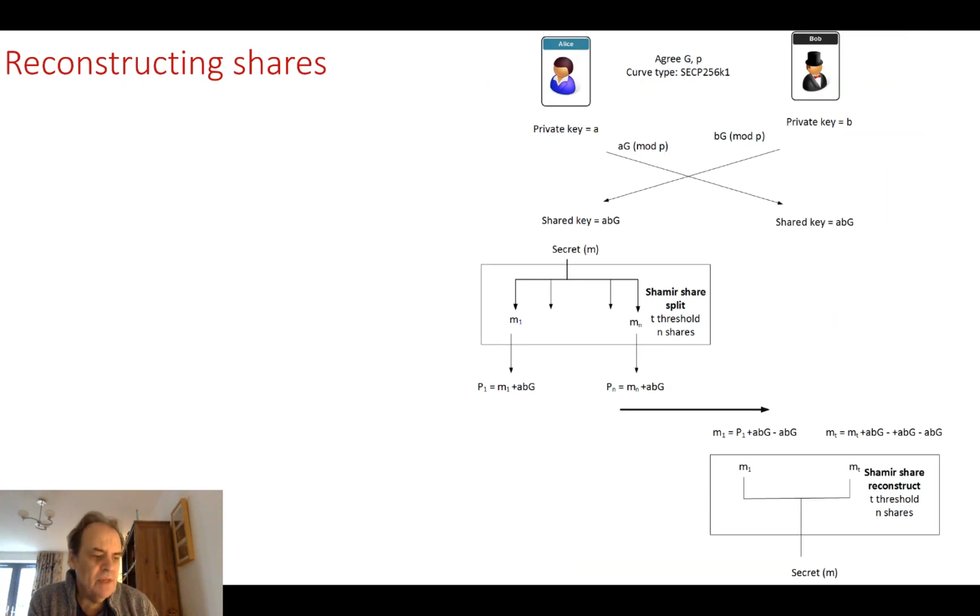So then Alice will send that over, or might store it within a cloud system, and then all Bob has to do is to take his value of ABG and subtract it from the value that he receives. Again, it's all done mod P. From here, he's able to reconstruct all the shares, and then takes T shares to be able to recreate the message again.